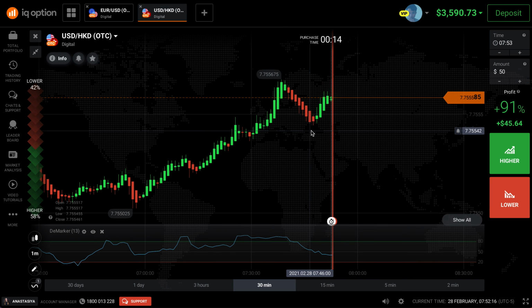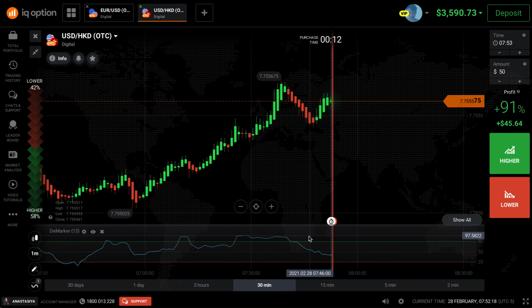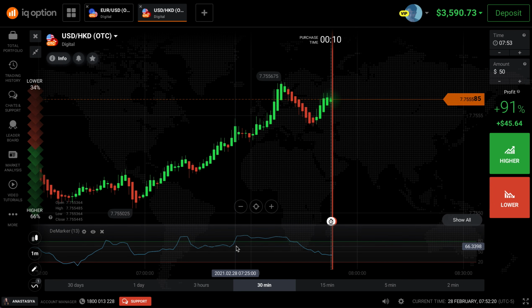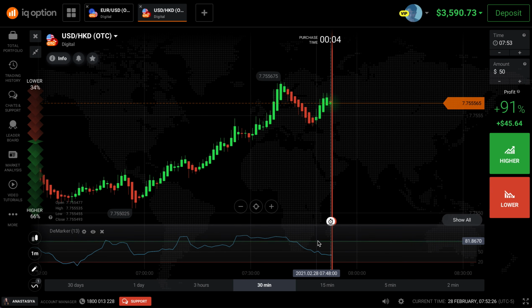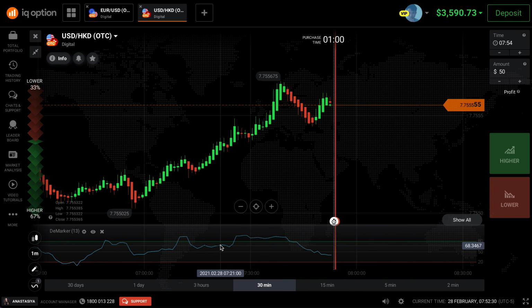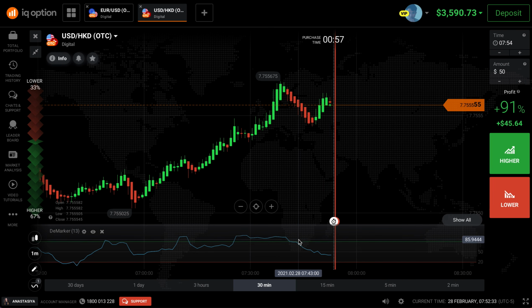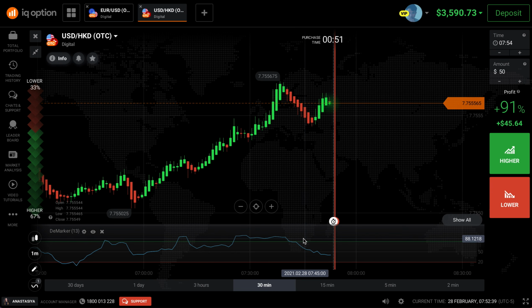So the color changes, so the trend changes. And then we look at the overbought and oversold. Look at this graph right here, the line right here. When it stays on the green top line, it means overbought. When this line touches the green overbought line on the top, it means that the price is going to reverse pretty soon.